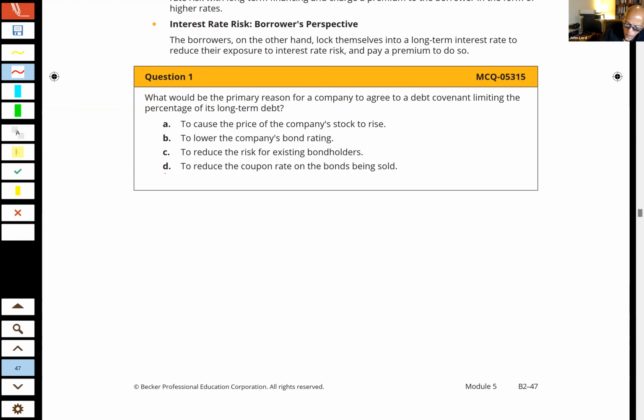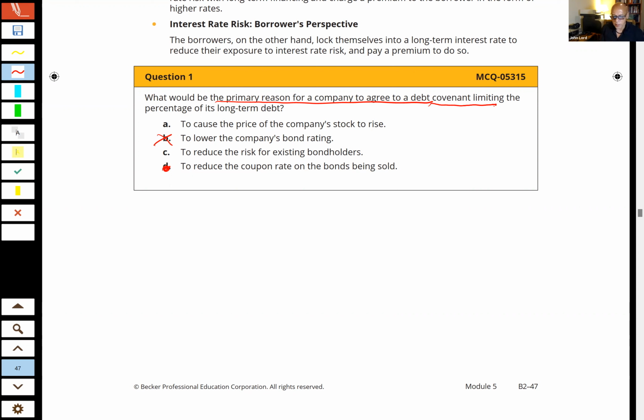Now, I'm happy that nobody picked B. Why would a company do anything to lower it? Well, let's make our bond rating lower so that we have to pay higher interest. So, I mean, that's something that could happen to a company, but they're not going to take actions to do this. You know, they say, what is the primary reason for a company to agree to a debt covenant?